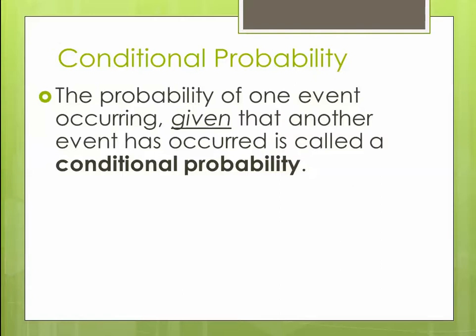So you're restricting yourself, you're really restricting your sample space to a smaller sample space where one event has already occurred, and then figuring out the probability of the other event from there.